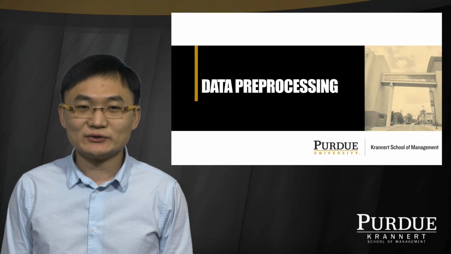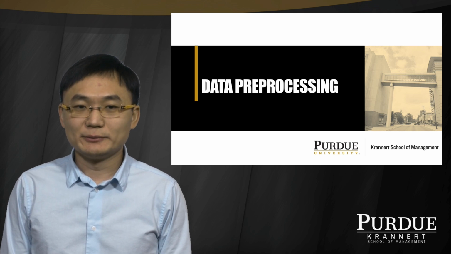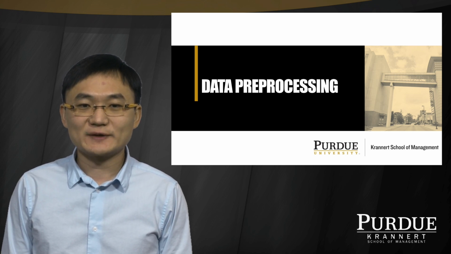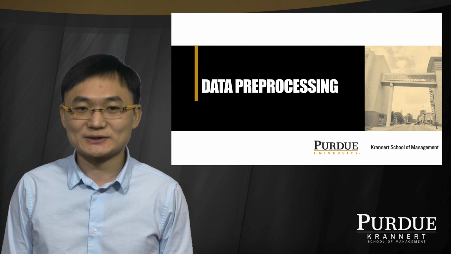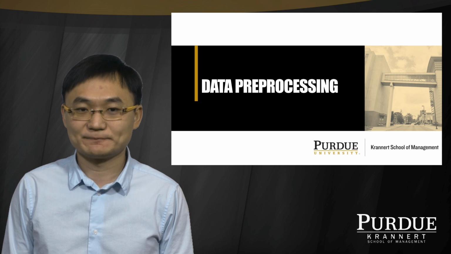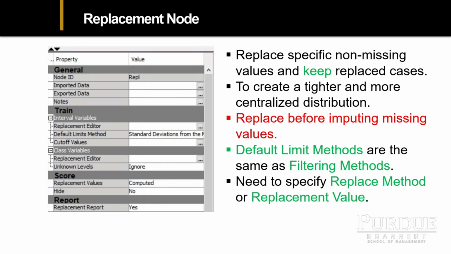So in this lecture, we're going to discuss how to remove the outlier. And after we remove the outlier, we discuss how to replace outliers with some normal values. So we're going to use a node called a replacement node in SAS Enterprise Miner. The idea is that after we specify what values are the errors or the outliers in the data set, you can either filter out the data or you can replace these outliers with some values you want to specify.